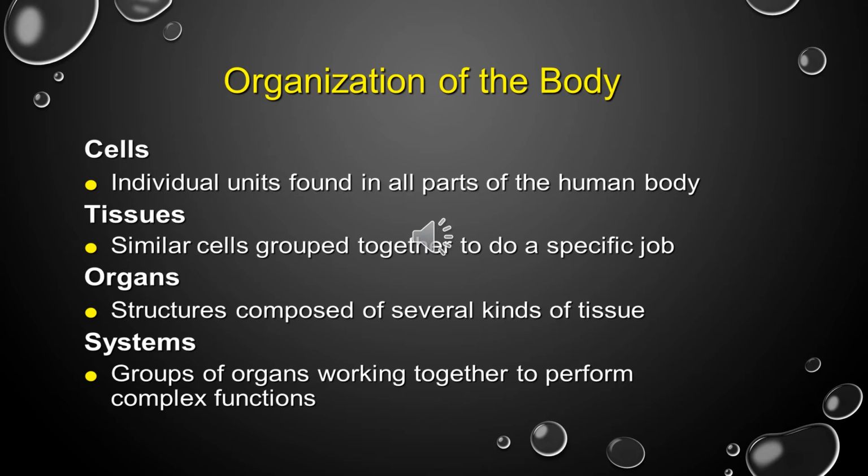So there are groups of organs working together to perform complex functions. So there's the circulatory system, the lymphatic system, digestive system, endocrine system, female and male reproductive system, musculoskeletal system, nervous system, respiratory system, skin and sense organ system, and the urinary system. But all of these cells, tissues, organs, and systems work together. So as you begin to understand this, you can see how everything works together.